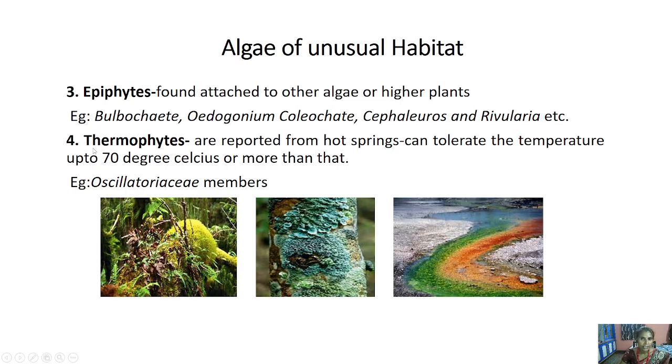Then coming to the fourth category under unusual habitat, that is thermophytes. Thermophytes are the group of algae which are reported from hot springs, which can tolerate extreme temperatures up to 70 degrees Celsius or more than that. Those are referred to as thermophilic algae or thermophytes. An example for that is Oscillatoria members. Here we can see some of the epiphytes which are growing on another plant body, the bark of a tree. So these are referred to as epiphytes. And in this picture, we can see the thermophytes, which are found in hot springs.